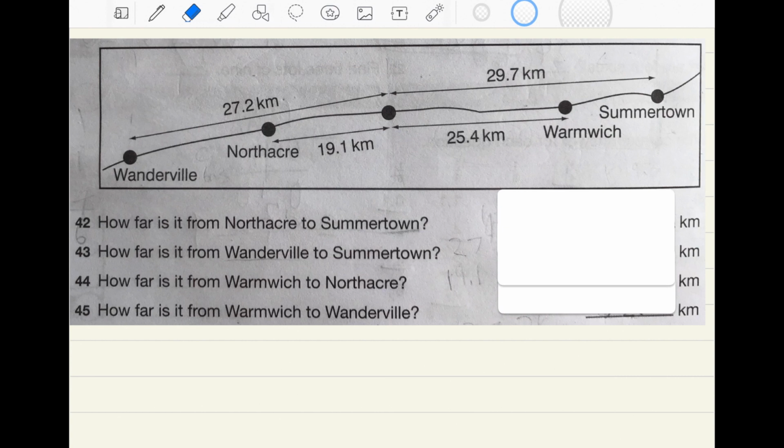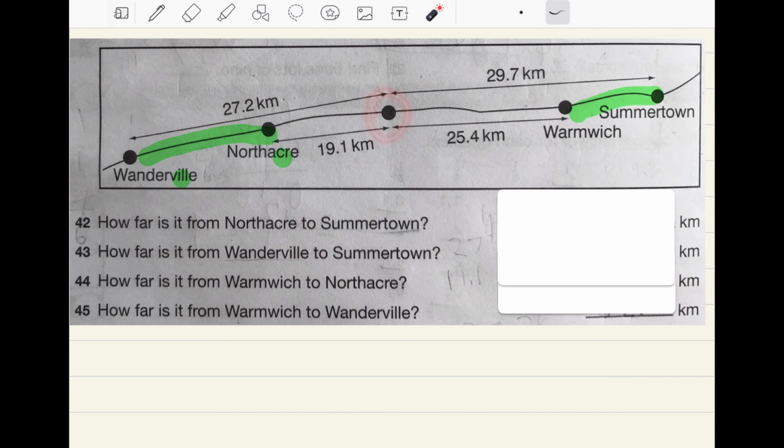So, we need to know how far it is from Northica to Summertown. Some of the distances we don't know, such as Wonderville to Northica, and Warmwich to Summertown. We know other locations, like Wonderville to the dot.